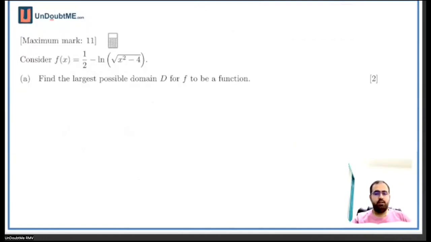Largest possible domain. Now, only the language is a bit complicated, but they are basically asking the x values, or the range in which you can put the x values so that it is a function. The only thing which can create a problem is that log term. So you have to make sure that log is defined for what values of x. How will you decide that?